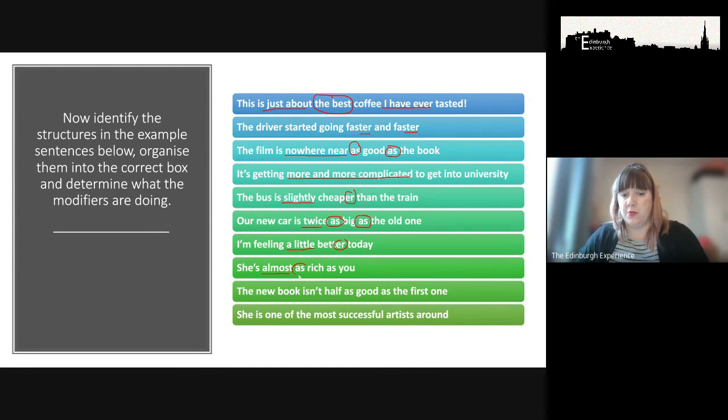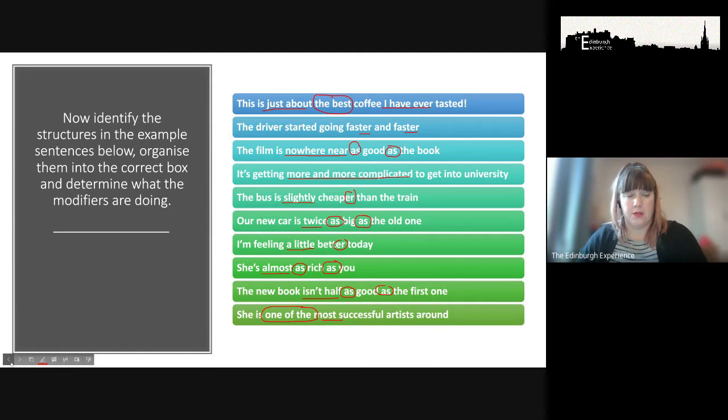Almost is being used with an as structure. And the new book here, we've got another as structure: isn't half as good as. And finally, she is one of the most successful artists around. So we're using that with a superlative.